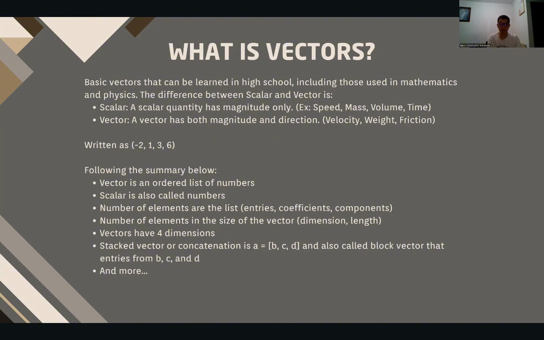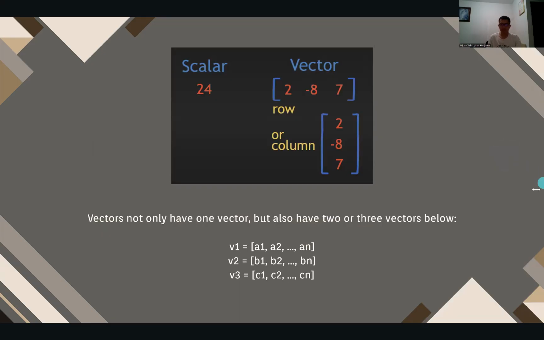Following the summary below, written as -2, 1, 3, 6, a vector is an ordered list of numbers. A scalar is also called a number. The elements of the list are called entries, coefficients, or components. The number of elements is the size of the vector, called its dimension or length, and many more. Following the formula, a vector has a row or column form.